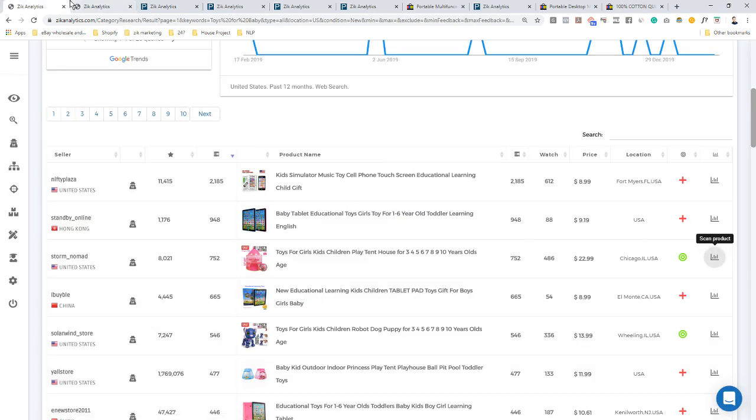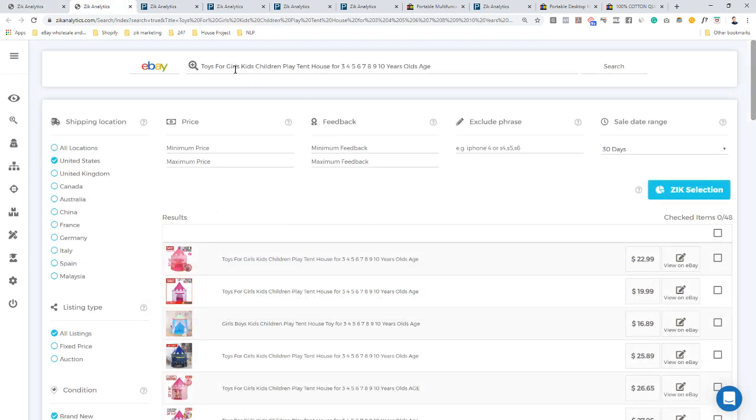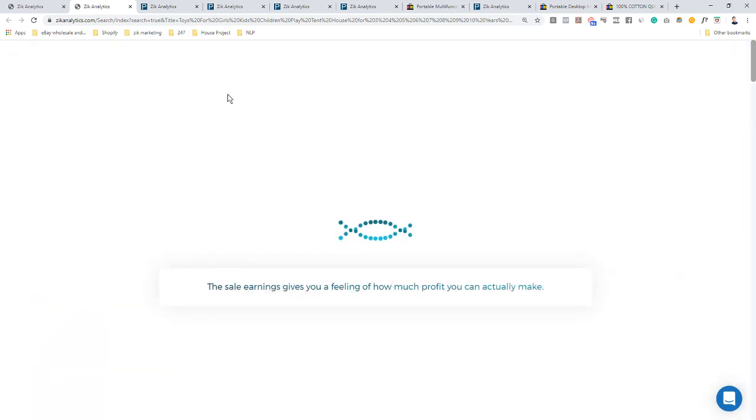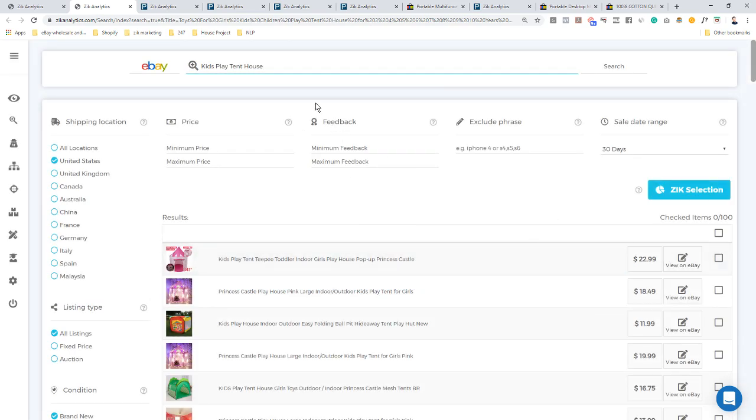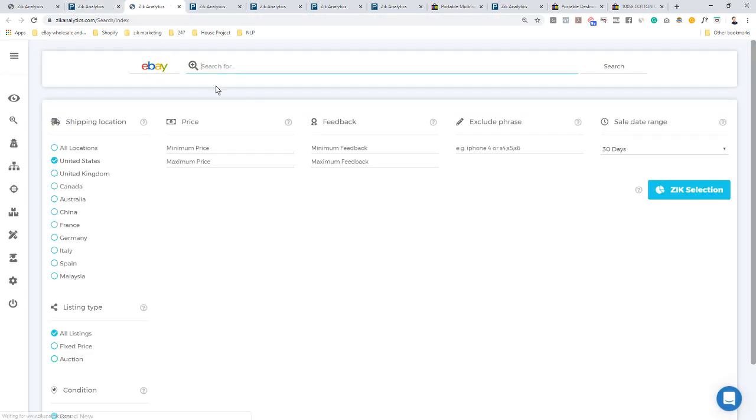So I'll do the same thing. I click the button here, move here, and just write children or kids, even kids. I will just write kids play tent house. Let's see what we get in the United States. All right, 100 results. Let's see what we get in China as well. I always check both to see the result.